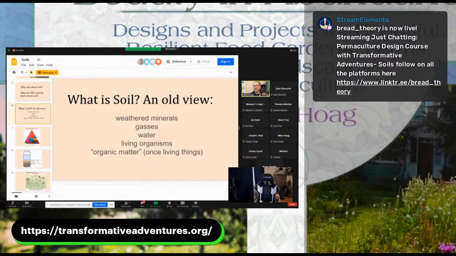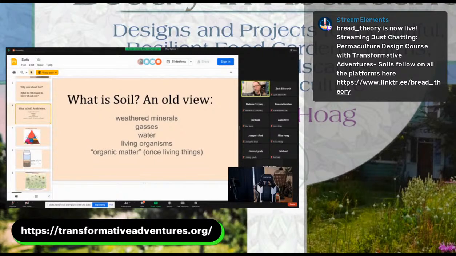Glaciers till the rock and grind it into particles. And so soil is one thing: rock particles. It's weathered minerals that make up the rocks of the earth. And gases, of course, the atmosphere mixes with soil as well. And so it's very important to understand that soil also contains gases.